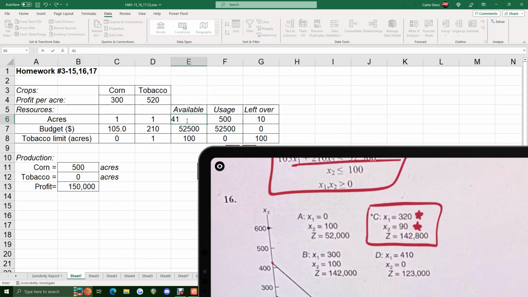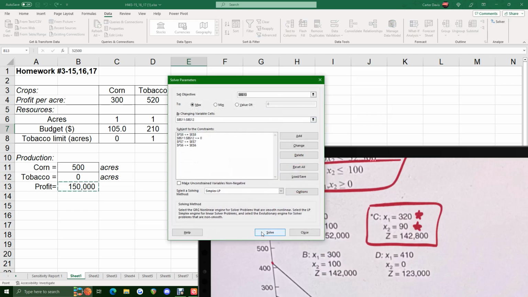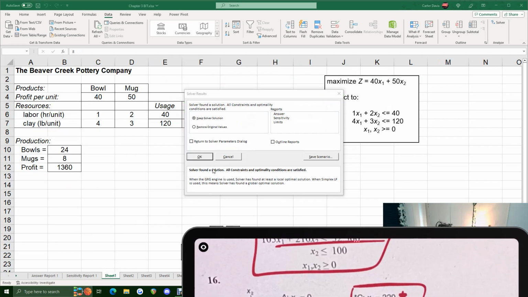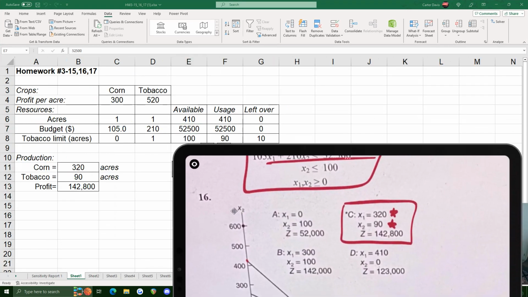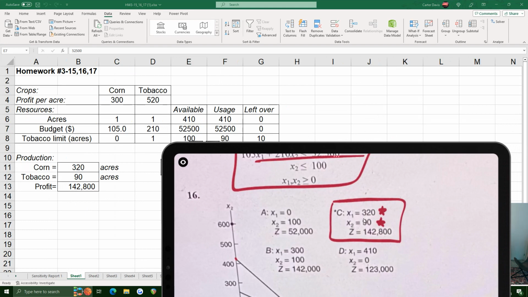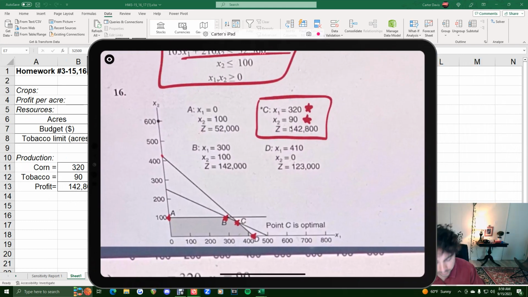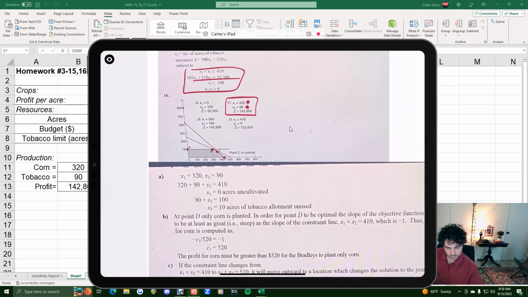We'll try it again real quick. Getting ahead of myself, sorry. Let's try that. Don't know why it's doing what it's doing here, but let's go back here. Yeah, so we get our profit of 142,800, so we see that there. Okay, that was the graphical solution.